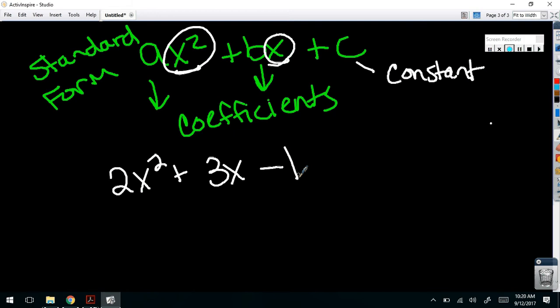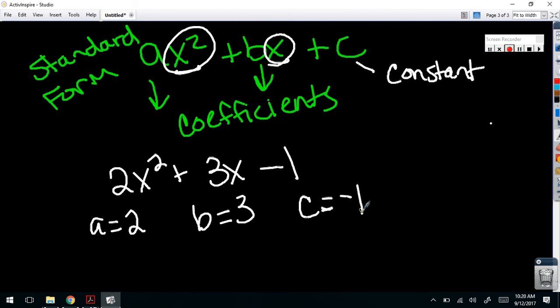For example, look, what is a? 2. What is b? 3. What is c? Negative 1. You have to take those signs with it, okay? I'm not carrying the x with it. It's only the coefficient in front.